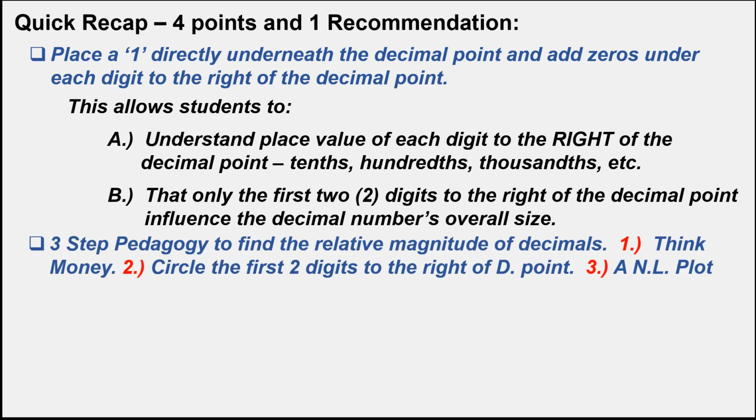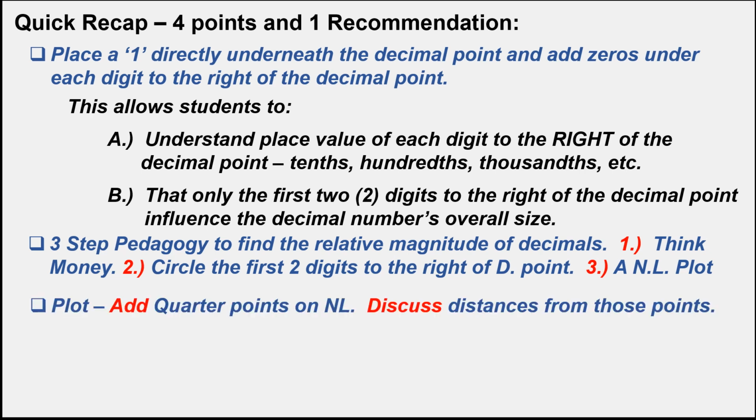Point 2. The video concentrated on a 3-step pedagogy to find the relative magnitude of decimals. By first, think money. Second, circle the first two digits to the right of the decimal point. And 3, make a number line plot to provide students a visual. Point 3. On that number line plot, add in the quarter points, 1/4, 1/2, and 3/4. Then discuss with your students the distances from those points to the two bookend whole numbers.